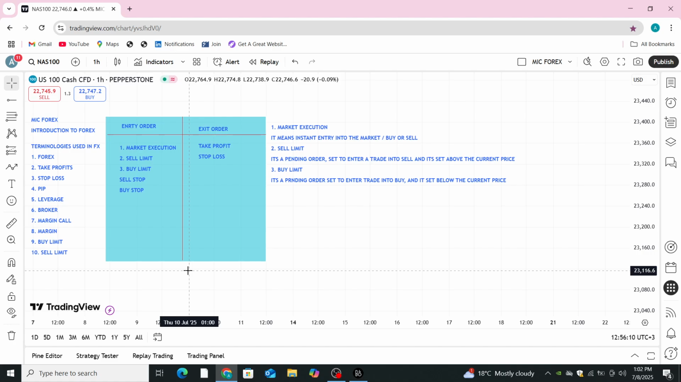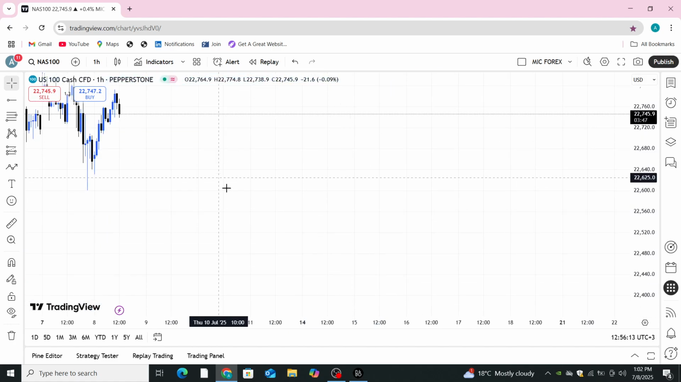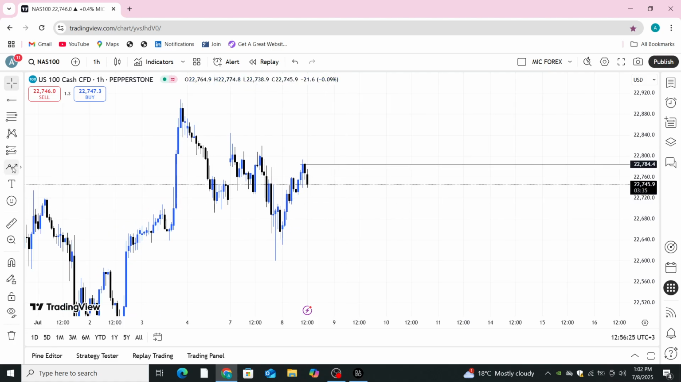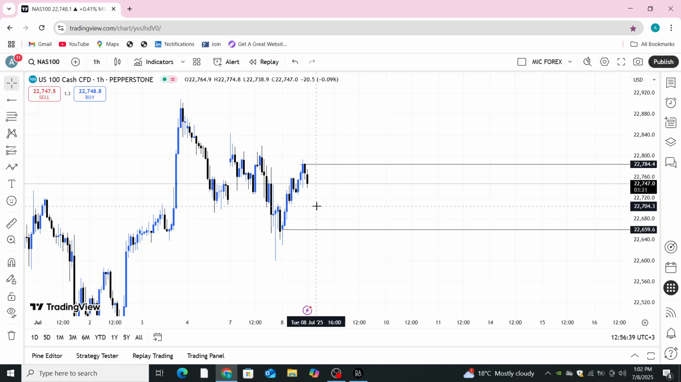For example, by illustration, if you are selling this market, and this is your entry point, and you are expecting this market to come all the way to this zone, 22,659 is going to be your TP. This is the entry, this is the exit, but you do so in profit. So it's a pending market order to exit a trade in profit. That is take profit, usually known as TP, not toilet paper.